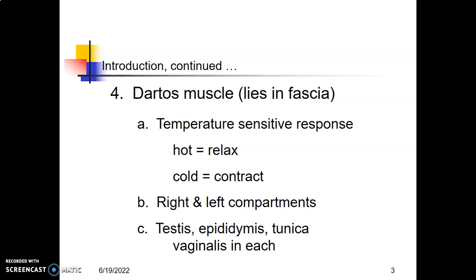This is important because when it's cold, the dartos contracts and brings the scrotum towards the body, and when hot, it relaxes, so the scrotum is lowered away from the body. That way, you're able to maintain the correct temperature to ensure that the sperms are at a good temperature for spermatogenesis. The dartos muscle also has right and left compartments, on the right scrotum and on the left scrotum.